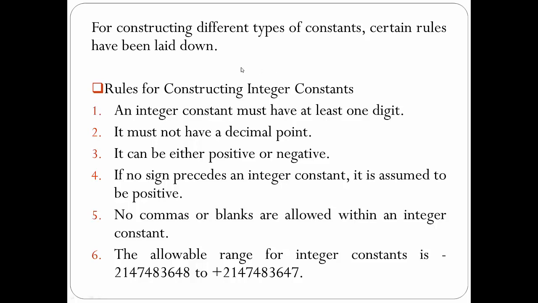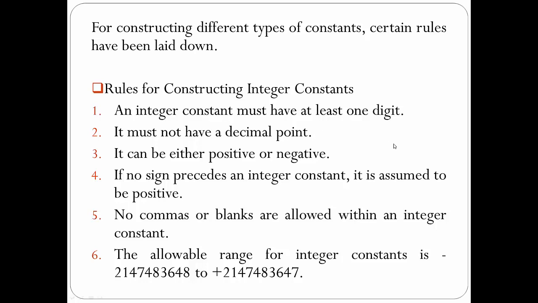For constructing different types of constants, certain rules have been laid down. Rules for constructing integer constants. In this lecture, we'll be focusing only on integer constants. So we'll try to learn about these rules and then a programmatic example. Talking about the very first rule, an integer constant must have at least one digit. It must not have a decimal point. Whenever we include a decimal point, it becomes a real constant. So integer constants cannot have a decimal point in them.